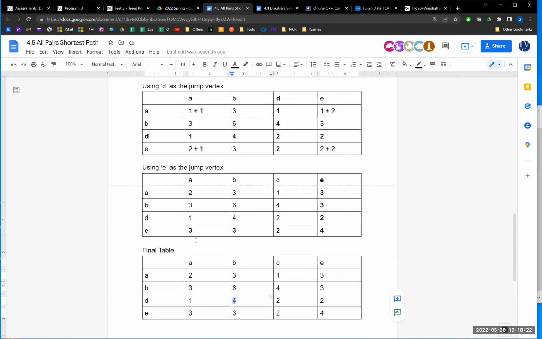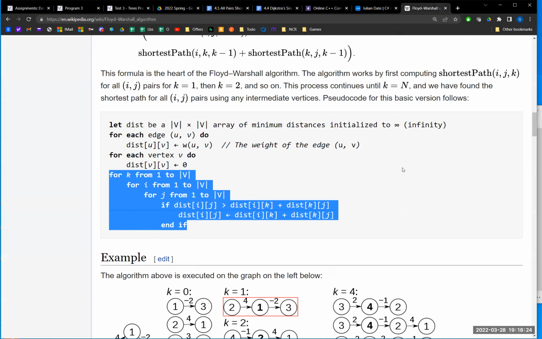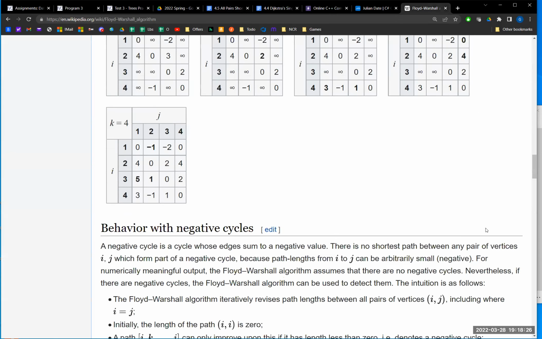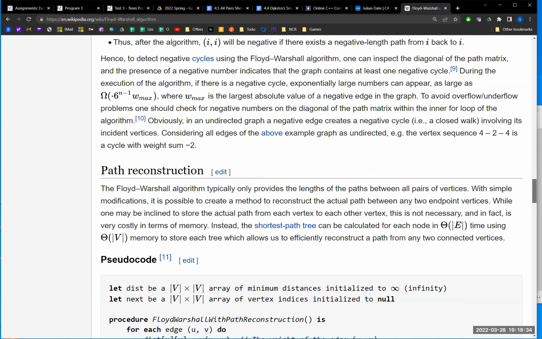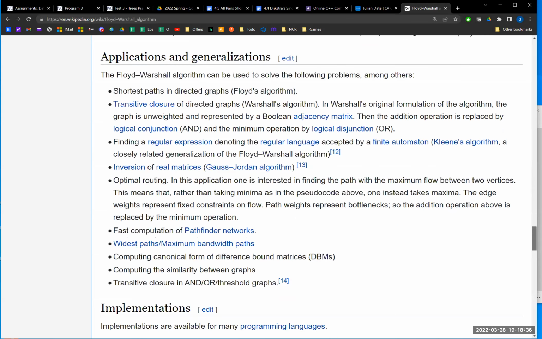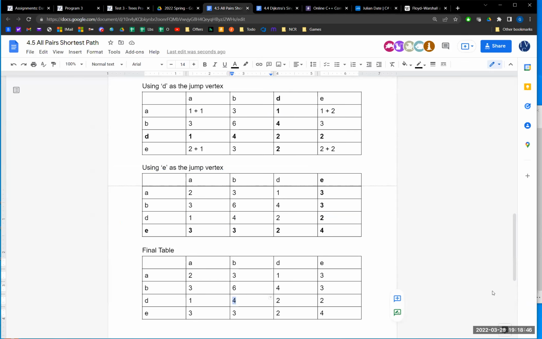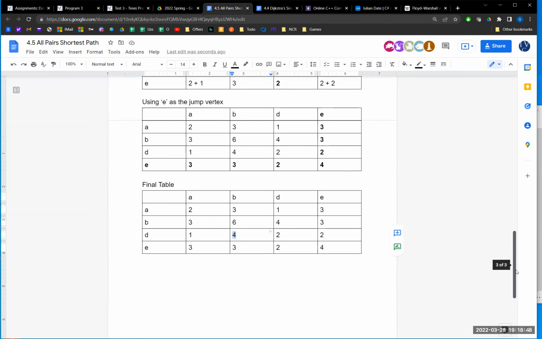That's the idea of Floyd Warshall there. All right, check out Wikipedia. All right, negative things, of course, tend to mess things up. Otherwise, that's pretty much all there is to Floyd and Warshall.